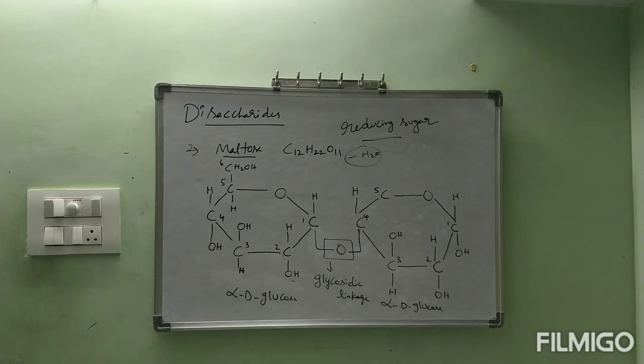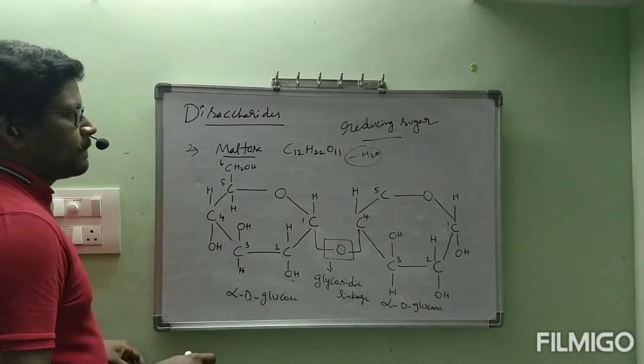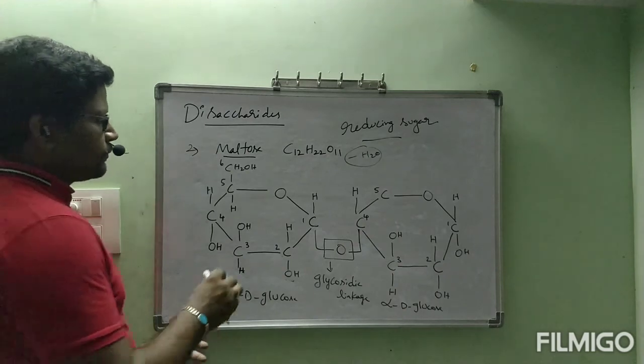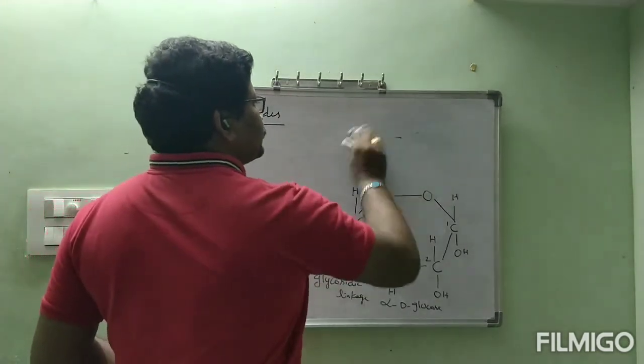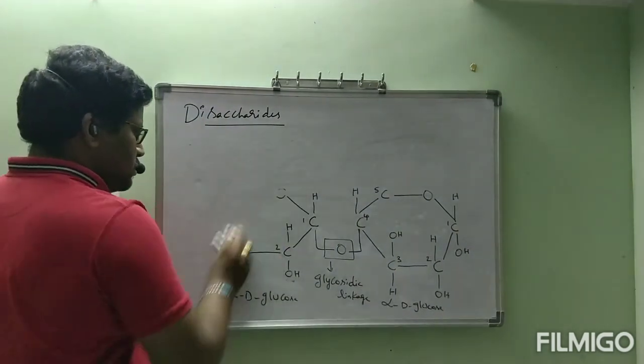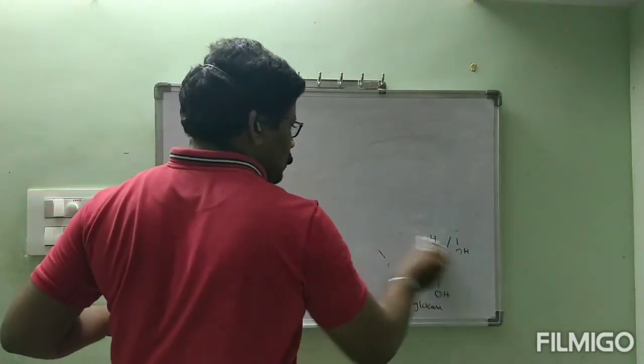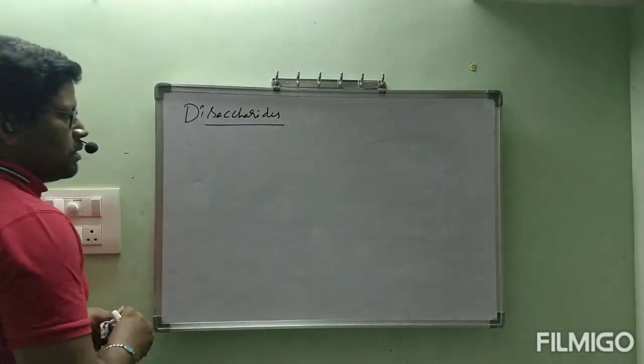Observe the structure clearly. Is it clear, everyone? So, this is over. Maltose is over. Next, we can go through lactose. Shall I rub this one now? Next, lactose.